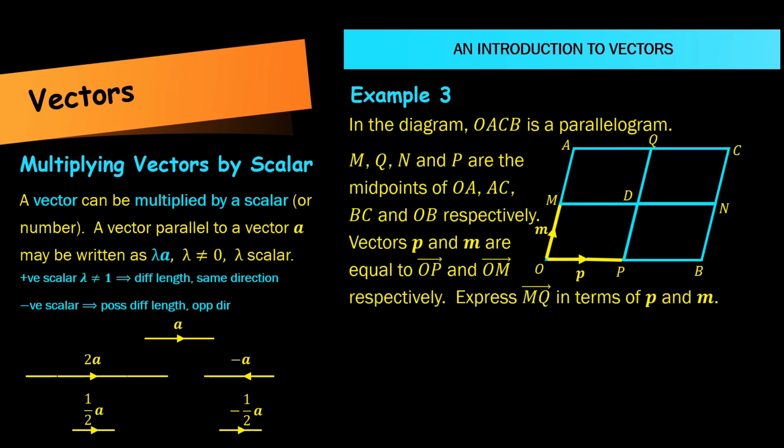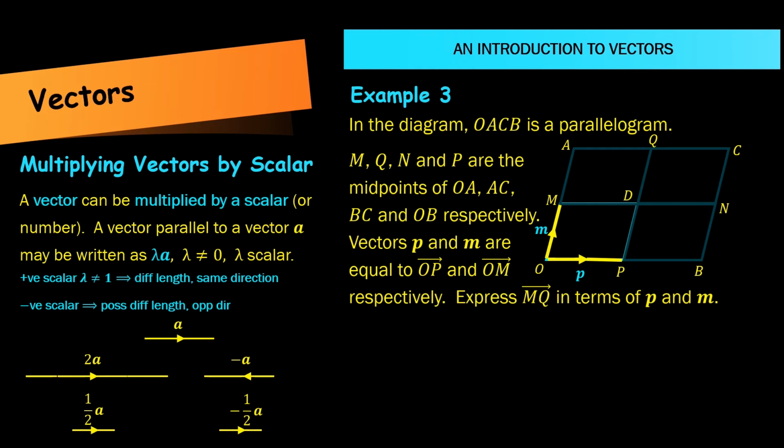Now take a look at example 3. Pause the video and have a go. Press play when you're ready to view the solutions. So in the diagram, OACB is a parallelogram. M, Q, N and P are the midpoints of OA, AC, BC and OB respectively. Vectors p and m are equal to OP and OM respectively. We are required to express MQ in terms of p and m.